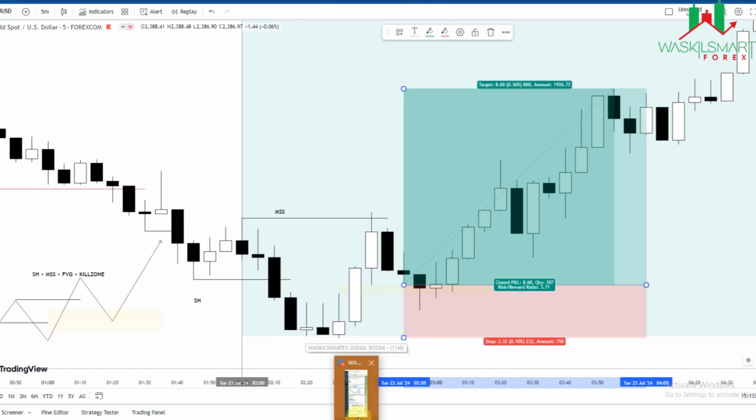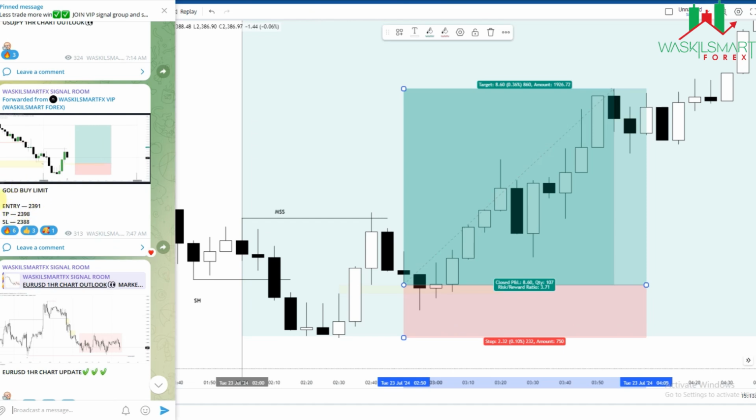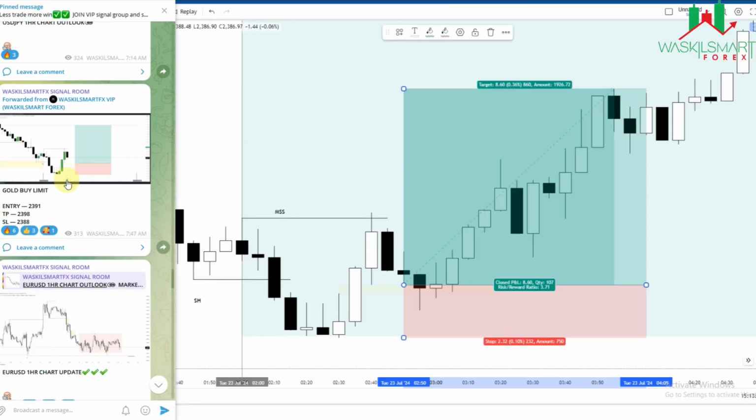So this is the trade here on my Telegram channel. You can see it here: gold buy limit 2391 and take profit 2398. That is how many pips? That's 70 plus, 70 pips, right? You can see the whole trade here. This is what I was looking at. You can see the fair value gap I was looking at there. See the stop on the market structure broken. So you can see this is actually a trade that works.